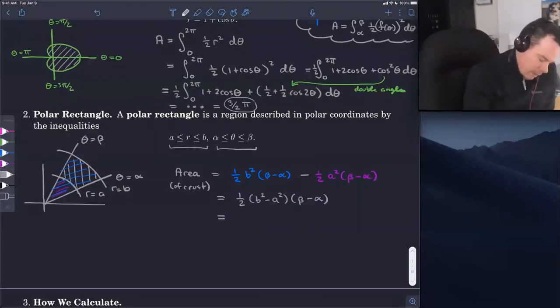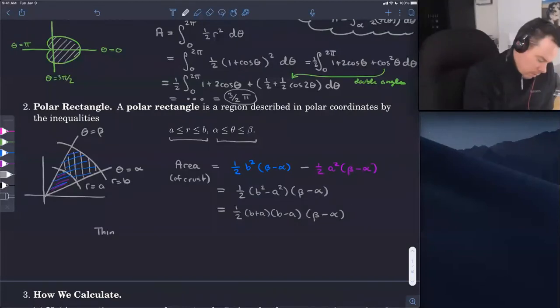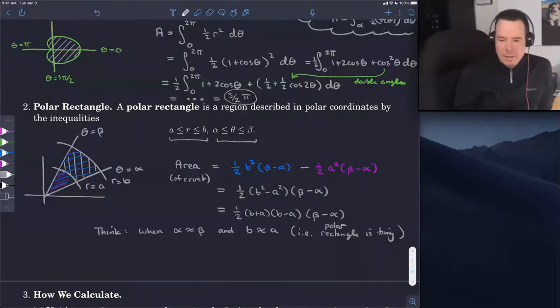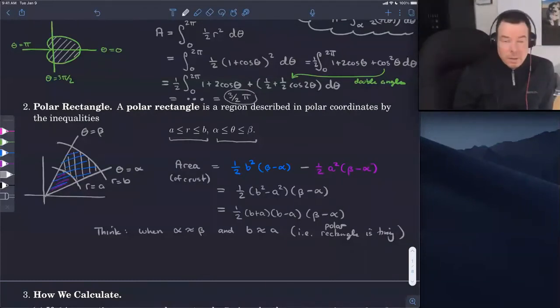I'm going to just rearrange this a little bit and write it in a more useful form. So this is 1/2 (b plus a)(b minus a), because I'm going to factor that difference of squares, times (beta minus alpha). And now I'm going to think about when alpha is approximately beta and b is approximately a, i.e. the rectangle, well, I should keep calling it a polar rectangle, is tiny. In other words, the angles are really close, alpha is really close to beta, and the radius r equals a is really close to the radius b. So it's this tiny little polar rectangle.